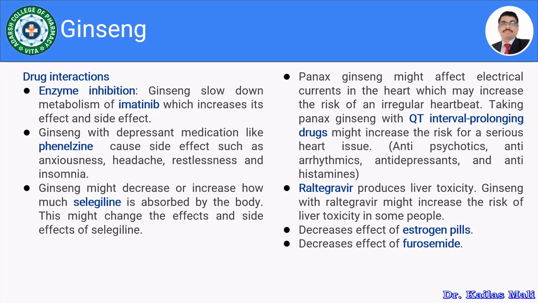Then raltegravir produces liver toxicity. Ginseng is also going to damage the liver. So when we are combining the raltegravir with the ginseng, there might be chances of increased risk of liver toxicity. Furthermore, ginseng is going to decrease the effect of estrogen pills, which may lead to the chances of pregnancy, and it is also going to decrease the effect of furosemide, isn't it? So these are some of the major drug interactions of ginseng.